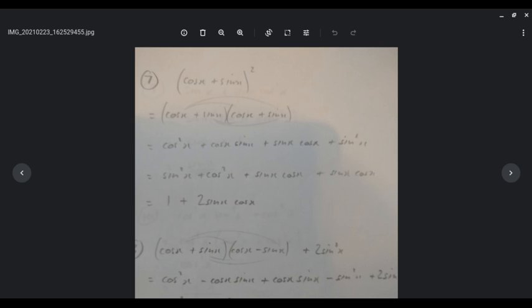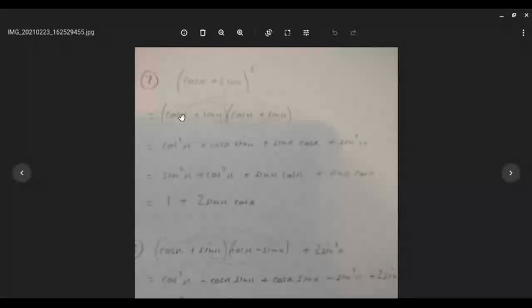So question 7, we need to show that (cos x + sin x) all squared equals 1 + 2 sin x cos x. So bracket squared, we always need to do bracket multiplied by bracket. So we need to use FOIL or the rainbow loops or whatever we want to call it. But essentially we're making sure we multiply both of the terms in the first bracket by both of the terms in the second bracket.